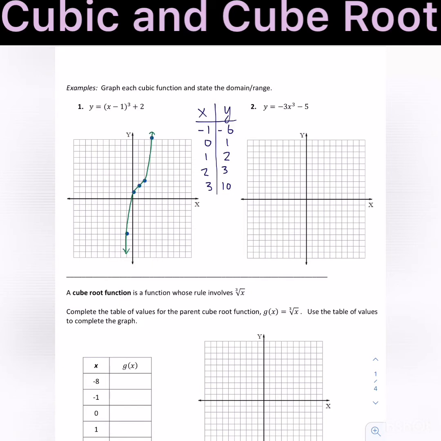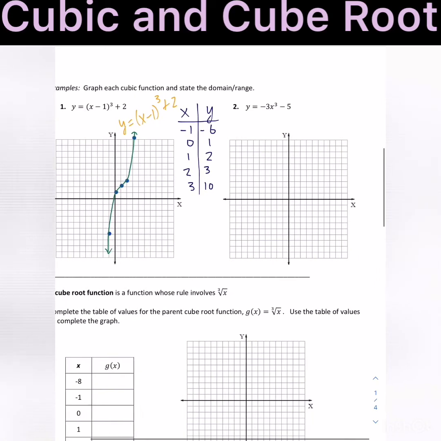And as always, we are going to graph this with the function named on it. So again, right here at the top, you can put the name of the function, which is (x minus 1) cubed plus 2. All right, let's try the second one together.